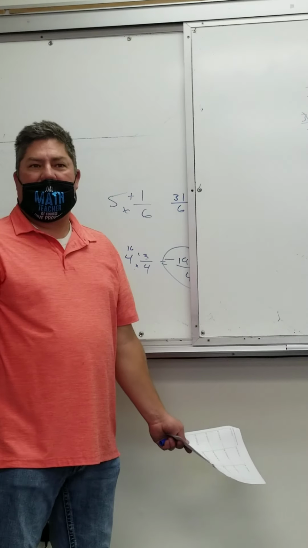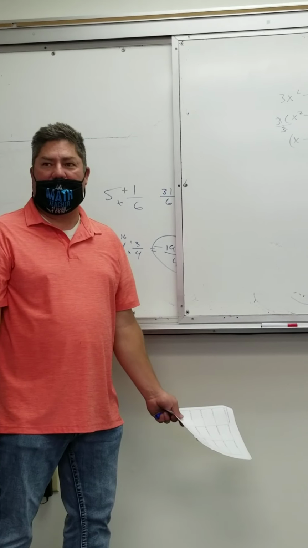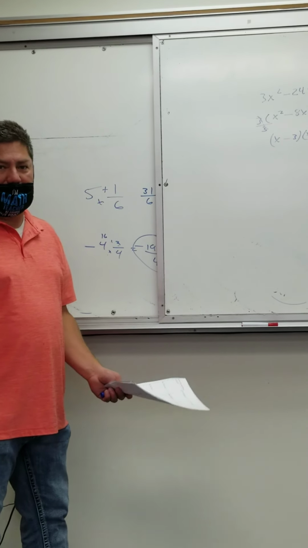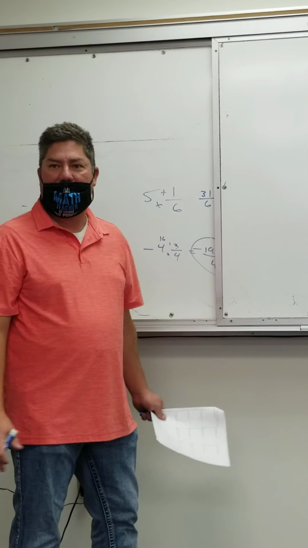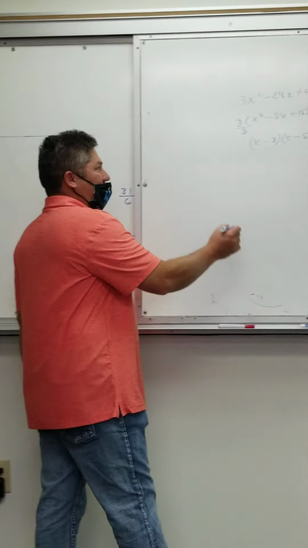Now am I done? I have a lot of kids that just quit right here. Don't quit. If it's set equal to 0, I've got to set each factor. One of them multiplying together has to be what? 0. So I have to set each factor equals 0.